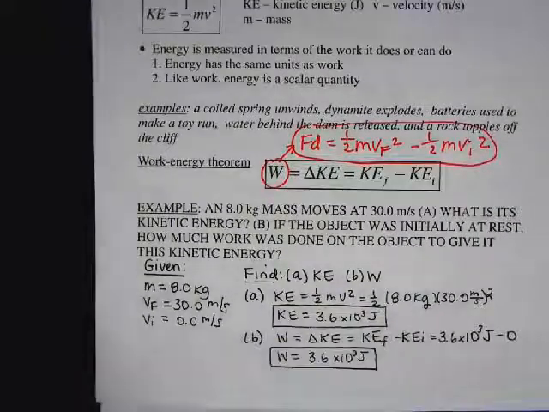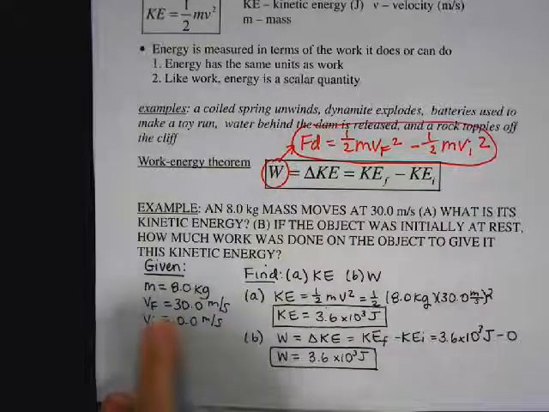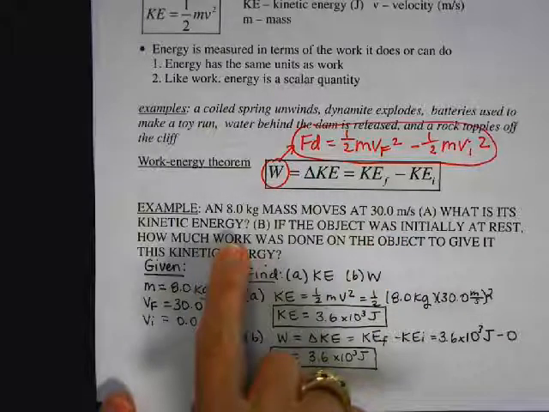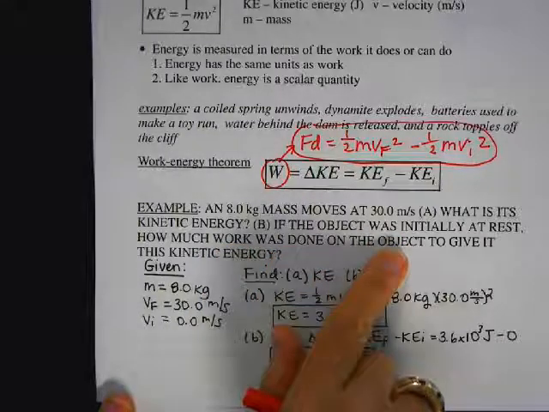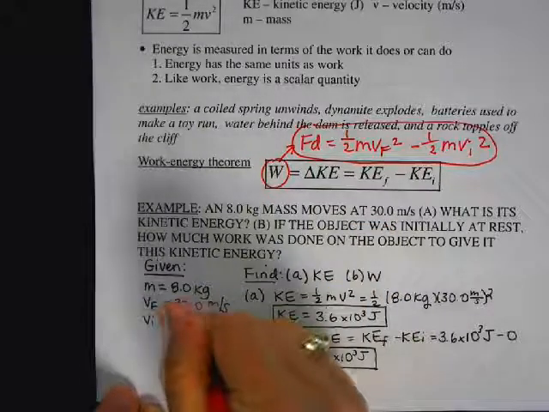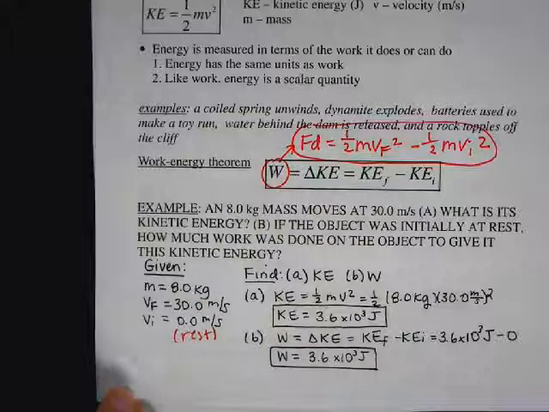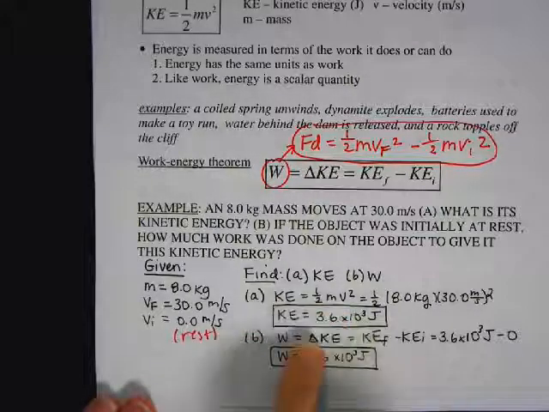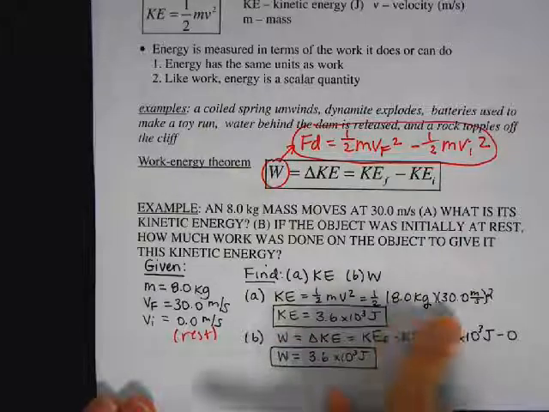So let's look at an example. The example says an 8-kilogram mass moves at 30 meters per second. So when we read these problems, again, we want to write our given, the 30 meters per second. What is the kinetic energy? If the object was initially at rest, so now I know that this is the final velocity, the initial velocity is 0, because it was at rest, how much work was done on the object to give it this kinetic energy? So kinetic energy is 1/2 mv squared, and so 1/2 the mass times the velocity squared.